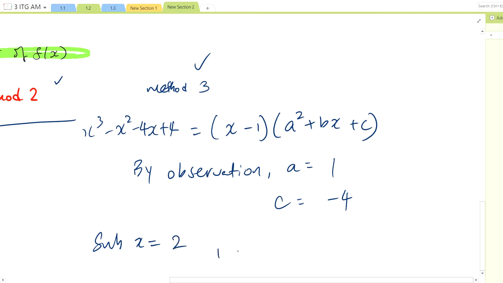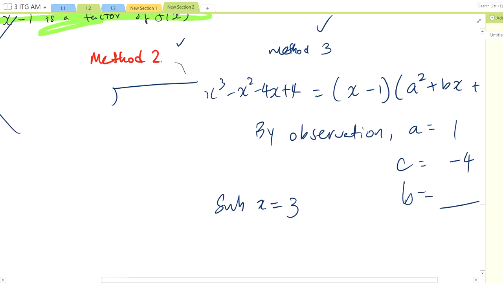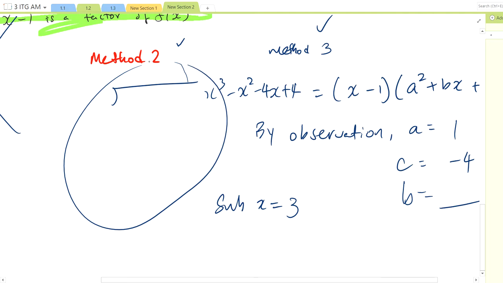In this case, x minus 2 happens to be a factor. You will get 0 again. So we need to try something else. Let's try 3. Okay, you sub inside, you will get the value of b. So you can do it this way, or you can do your long division. Up to you. Can?